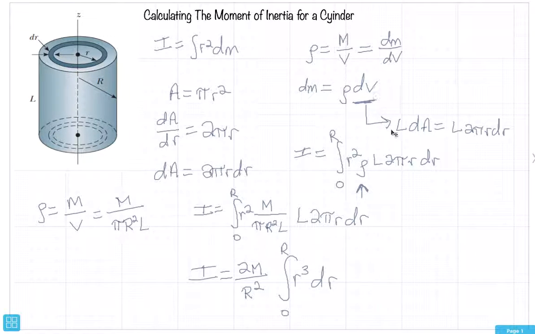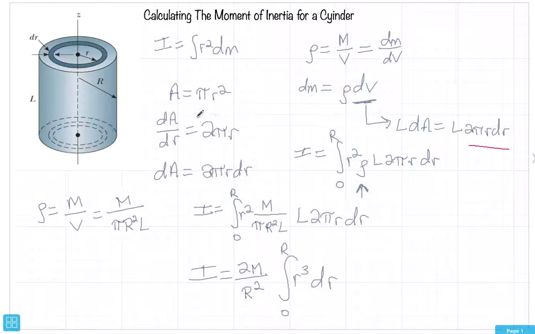So rewriting dV as L dA, we have to figure out how to write dA in terms of r. There's a couple of ways to think about it. You could think about it as dA is really just 2 pi r dr, where the area of one of these infinitesimally narrow rings is going to be the circumference of the ring times the thickness dr.